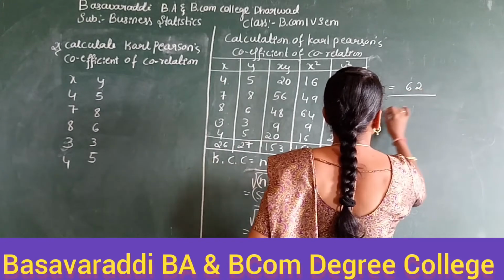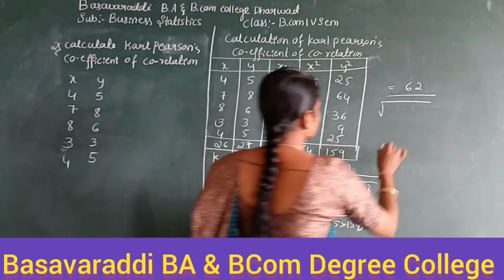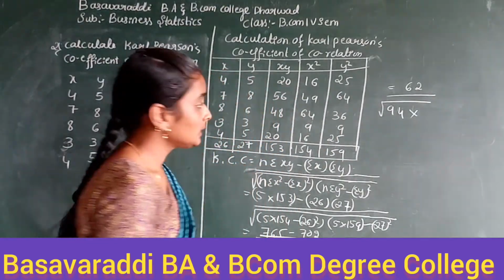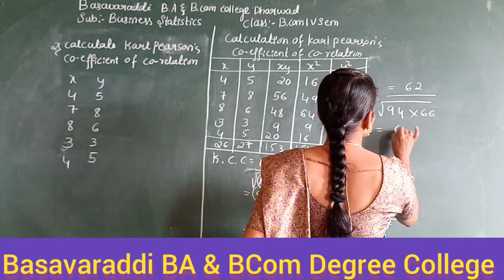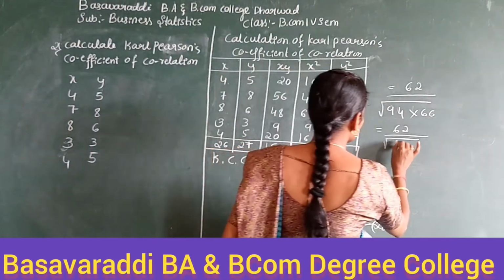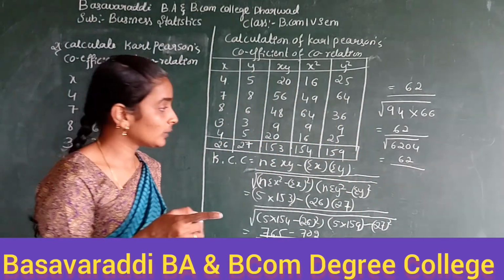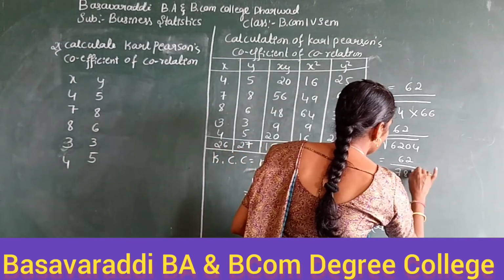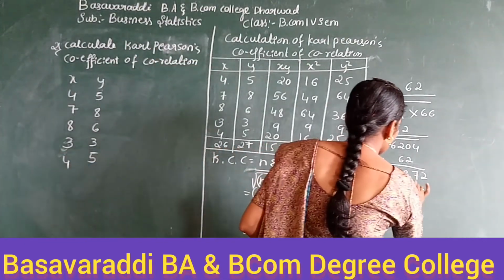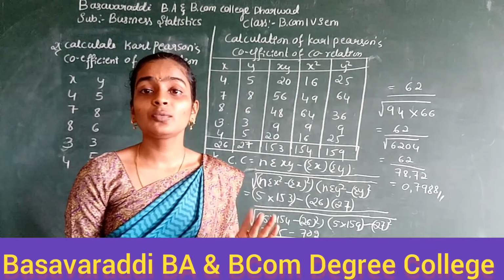62 divided by the square root of 770 minus 676, that is 94, into 795 minus 729, that is 66. 62 over the square root of 94 into 66, which is 6204. The square root is 78.72. 62 divided by 78.72 is 0.7988, which is our Karl Pearson coefficient of correlation.